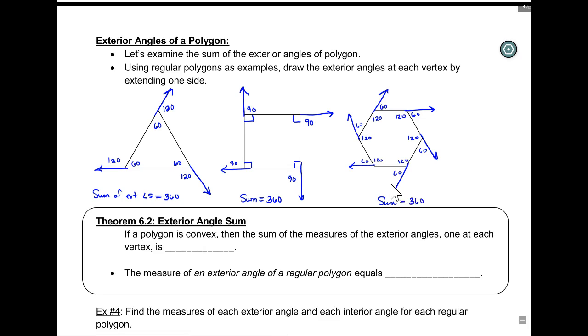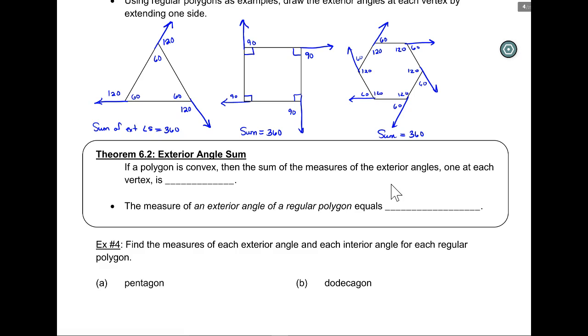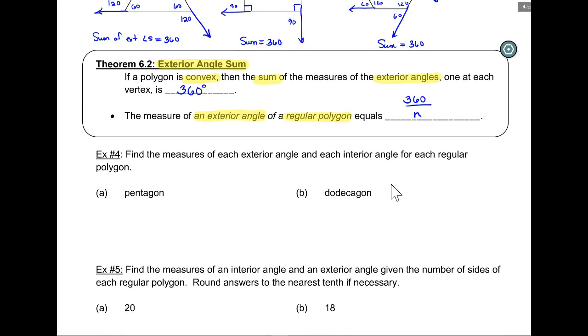Now these are just examples with regular polygons, but we can do this for any convex polygon. And that brings us to our exterior angle sum. If it's convex, then the sum of the exterior angles, one at each vertex, has to be 360 degrees. Now if we extend that to the next part, the measure of one exterior angle of a regular polygon, well, if we know they all have to add up to 360, we divide by the number of sides and we'll get the measure of one exterior angle.